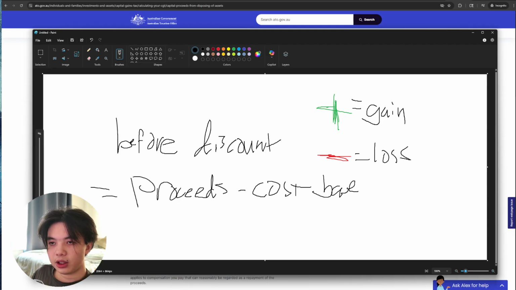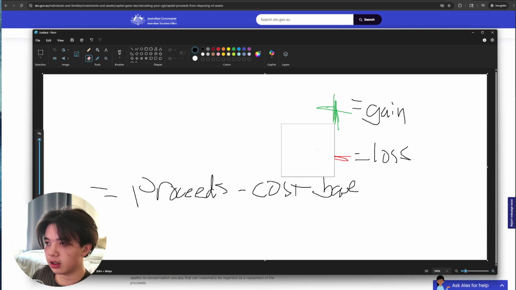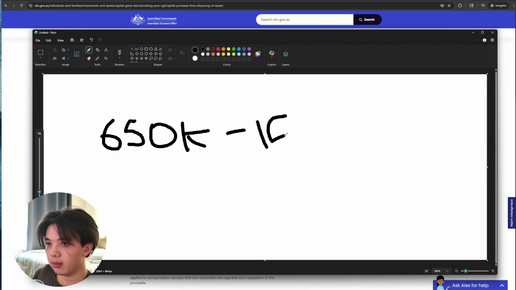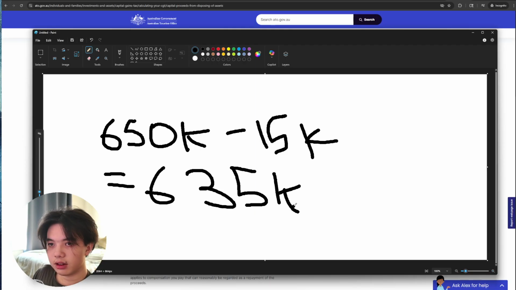So you sold that property from the example, for $650,000, and paid $15,000 selling cost. The capital proceeds would be $650,000 minus 15K, which is equal to 635K. So that would be the capital proceeds.